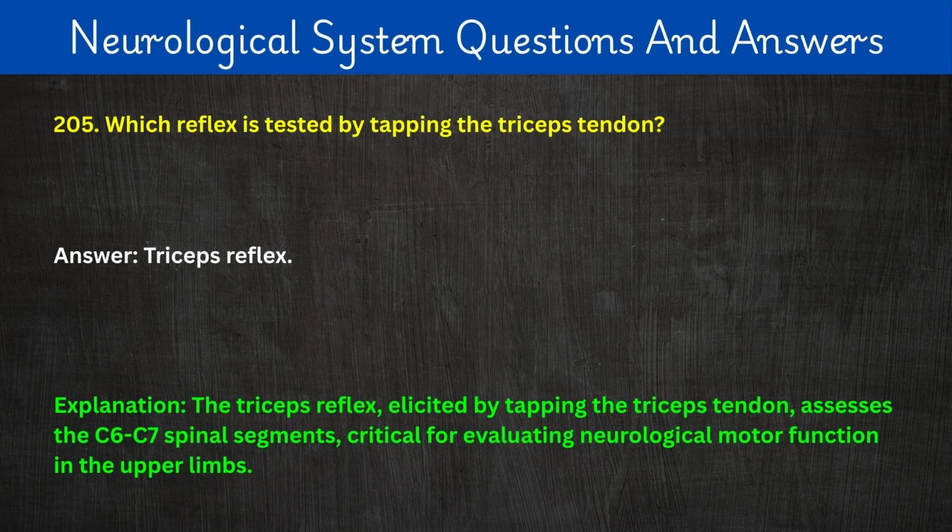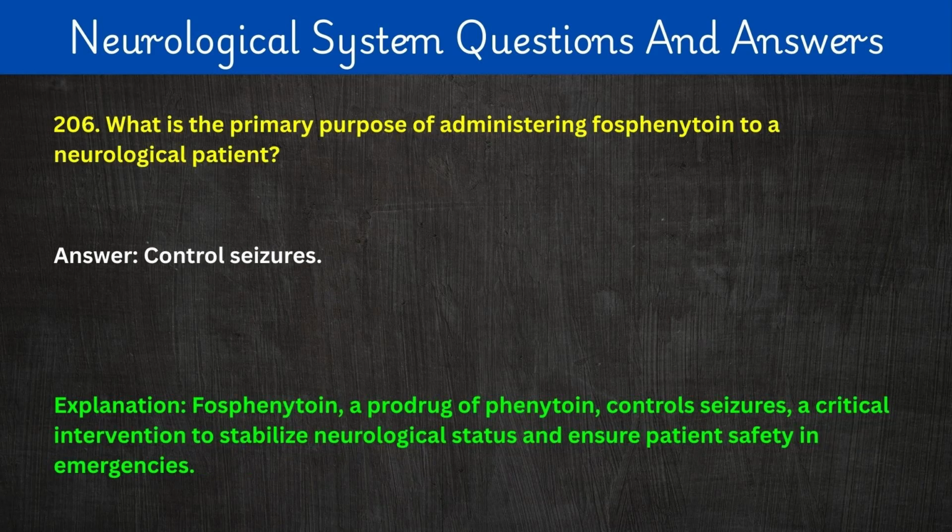205. Which reflex is tested by tapping the triceps tendon? Answer: triceps reflex. Explanation: the triceps reflex, elicited by tapping the triceps tendon, assesses the C6, C7 spinal segments, critical for evaluating neurological motor function in the upper limbs.